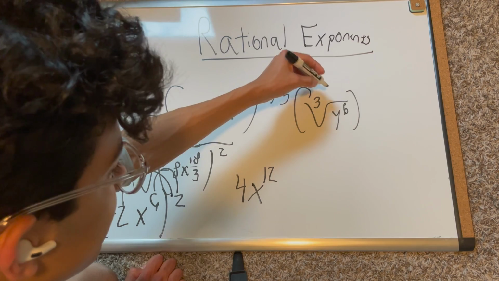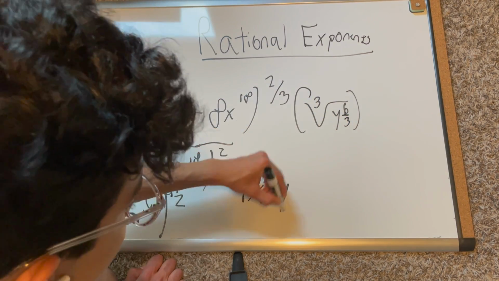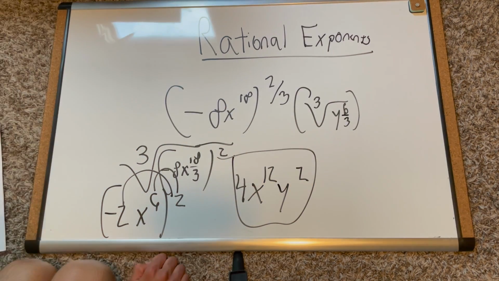We could solve this one pretty easily. Just cube root of y to the 6th. Just divide that by 3. Y squared. And that is your solution. Easy as that.